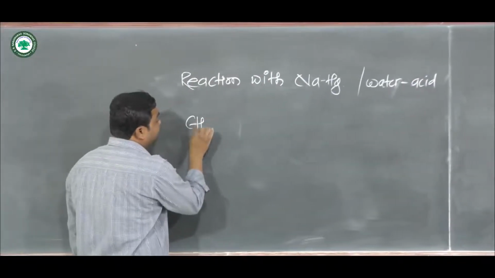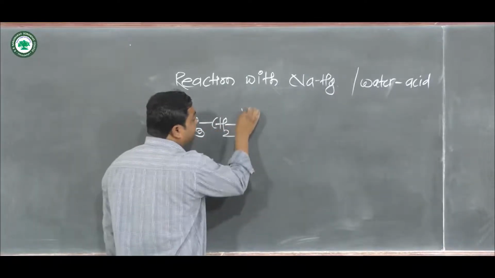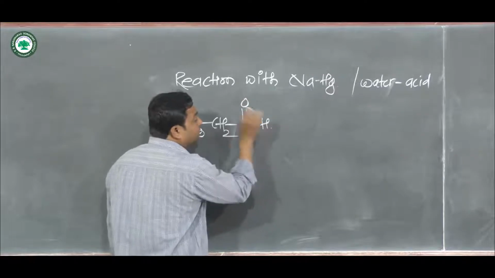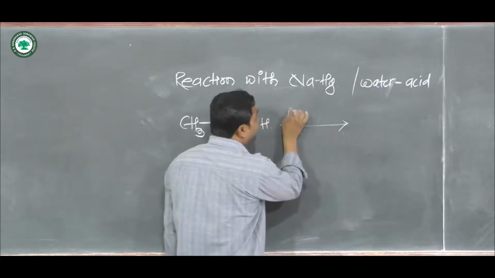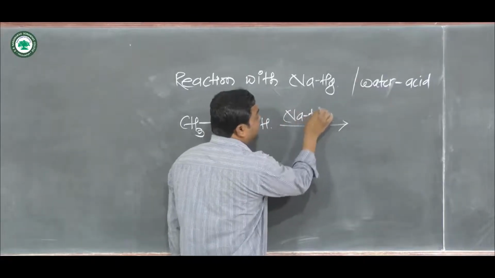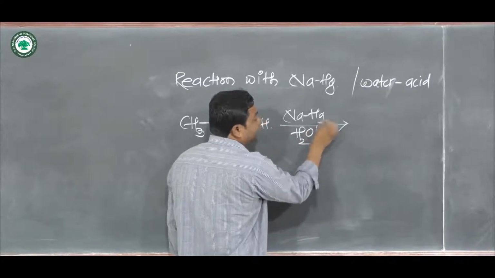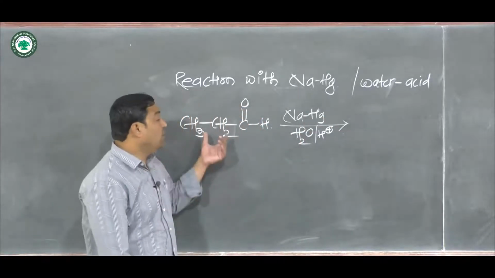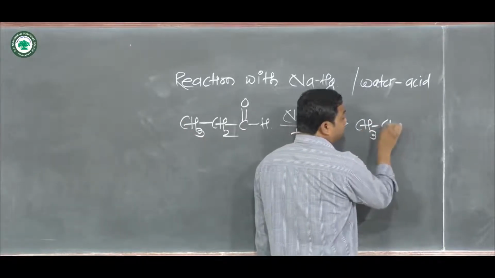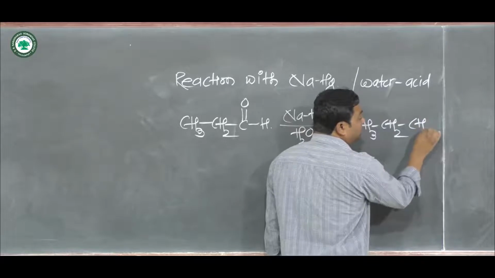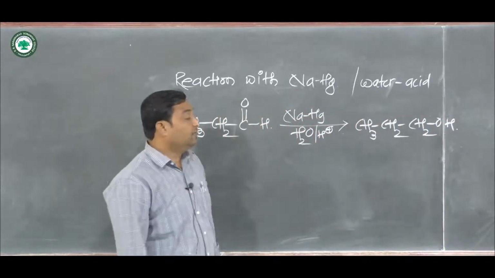When this propanaldehyde is treated with sodium amalgam, that is NaHg, in presence of water and acid, we obtain what? 1-propanol as a product.